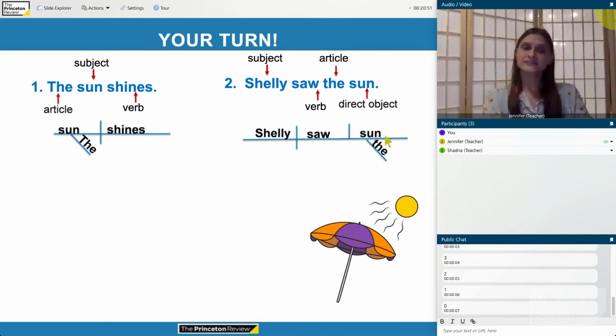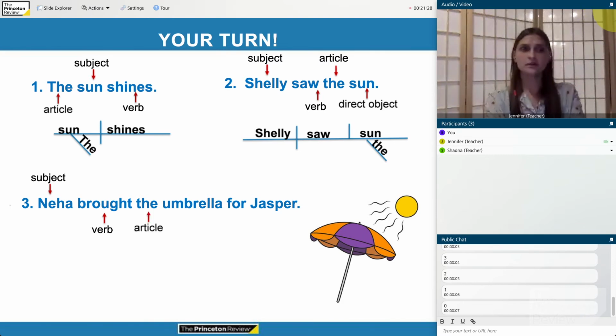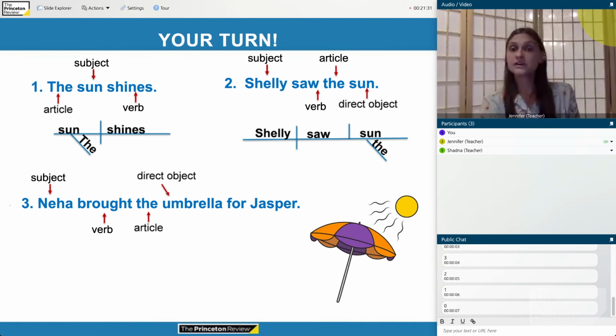All right, last one. Neha brought the umbrella for Jasper. So this is longer. And you can probably break it down because we're keeping it simple today. So what's the subject in the sentence? Or what is doing the action? In this one, the first word happens to be the subject, Neha. And our next word, brought, what is that? It's the verb, it's doing the action. Brought what? Brought the umbrella. So the is the article. And umbrella is the direct object.